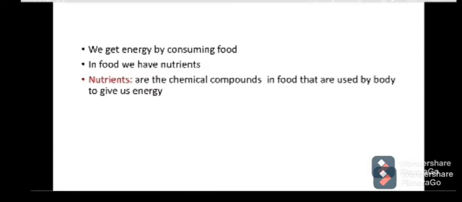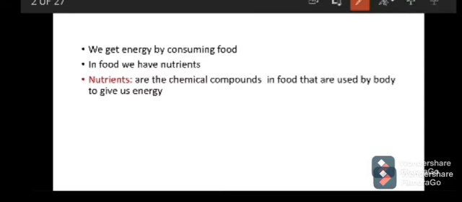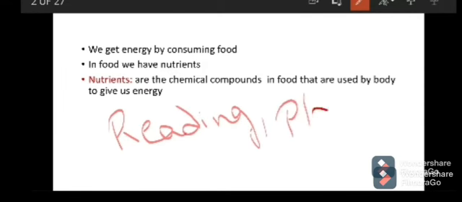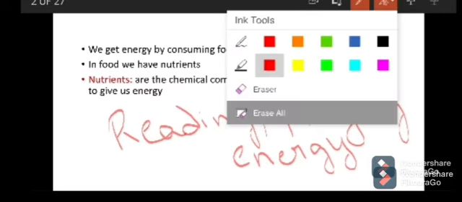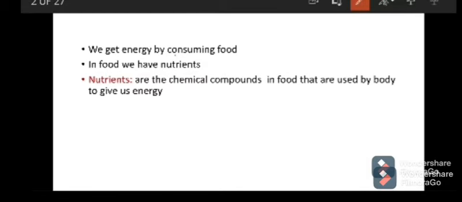Generally, we perform many activities like reading, playing, and we do all sorts of work. To perform all these activities, we need energy. Can you take a minute and guess where we get this energy from? Yes, you are right. We get this energy by consuming food.